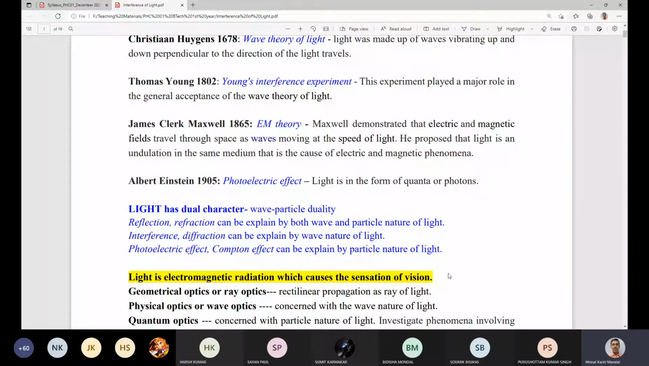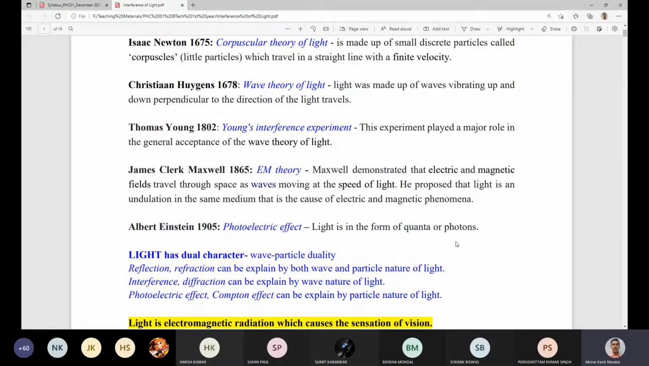Simply, we can say that light is electromagnetic radiation which causes the sensation of vision. If we want to give the answer in a single sentence, then we can say that light is electromagnetic radiation which causes the sensation of vision, right? So in a single sentence, we can say this is the light.